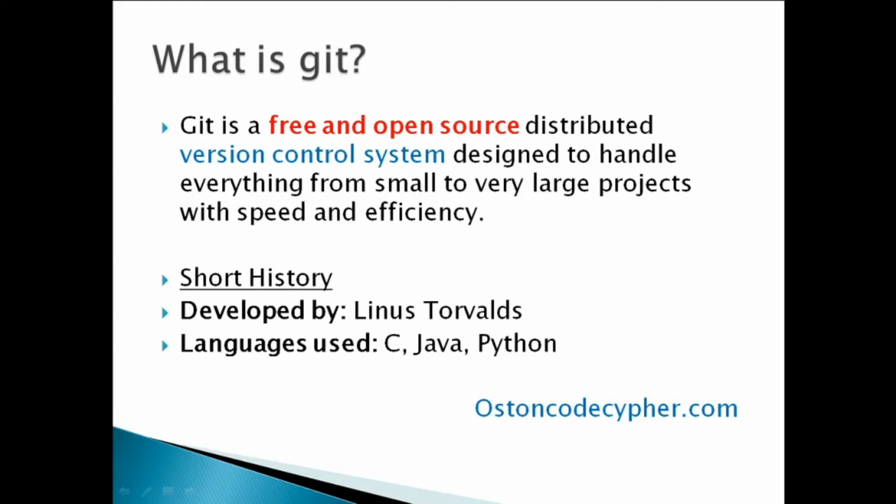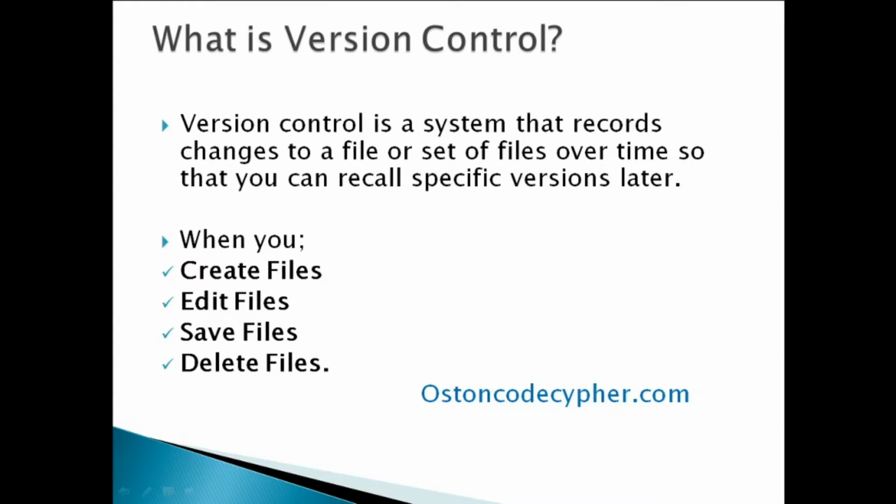As I said, version control. So what is a version control? So version control is a system that records changes to a file or set of files over time so that you can recall specific versions later.